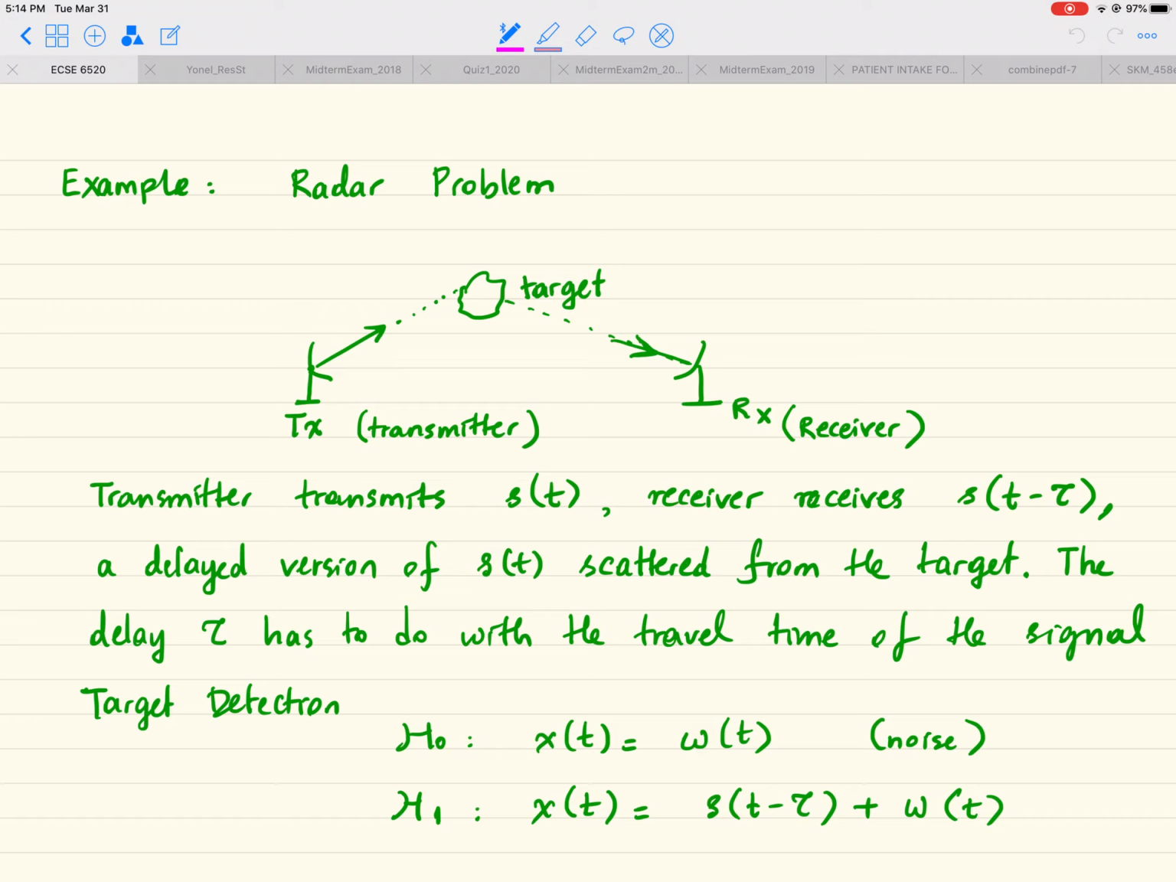Now, if there is a target out there, the transmitted signal is going to be delayed and scattered from the target and be received by the receiver. And then we will have some added ambient noise on top of the received signal. If, on the other hand, there is no target out there, the signal that we transmit will propagate indefinitely, and what we will be observing at the receiver would simply be the ambient noise.